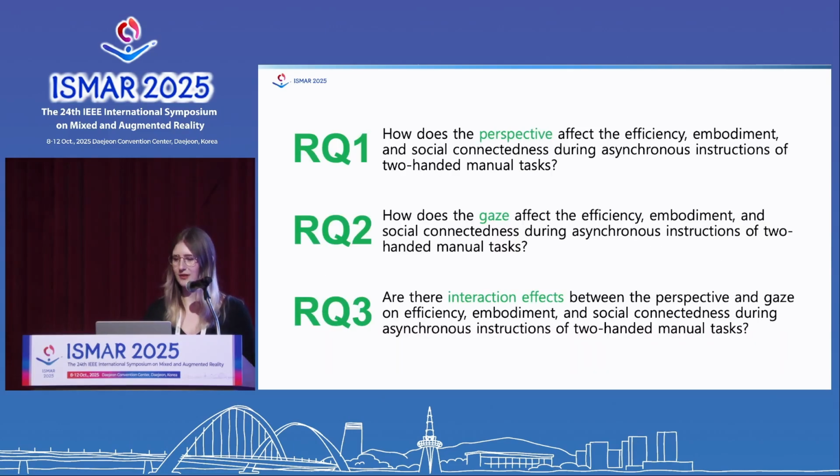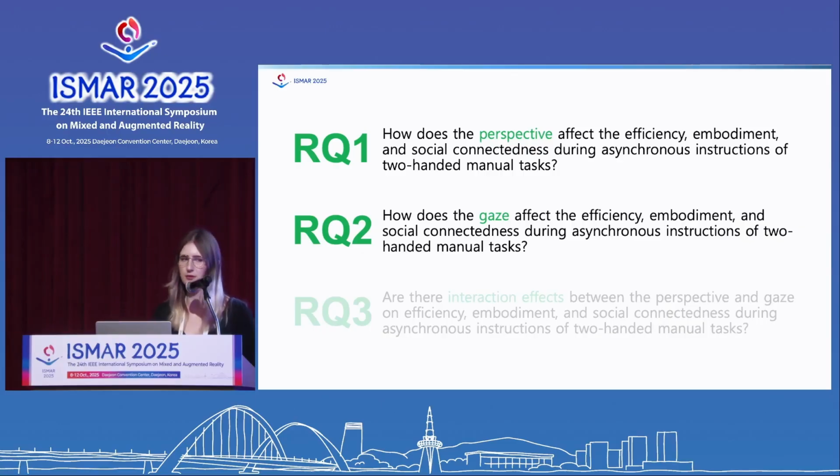And this led to our research questions. So how does the perspective, the gaze, and also the interaction effect of both affect the efficiency, embodiment, and social connectedness during asynchronous instructions of two-handed manual tasks? In this talk, we will only talk about the first ones due to time restrictions, but if you want to know more about this, you can read our paper.